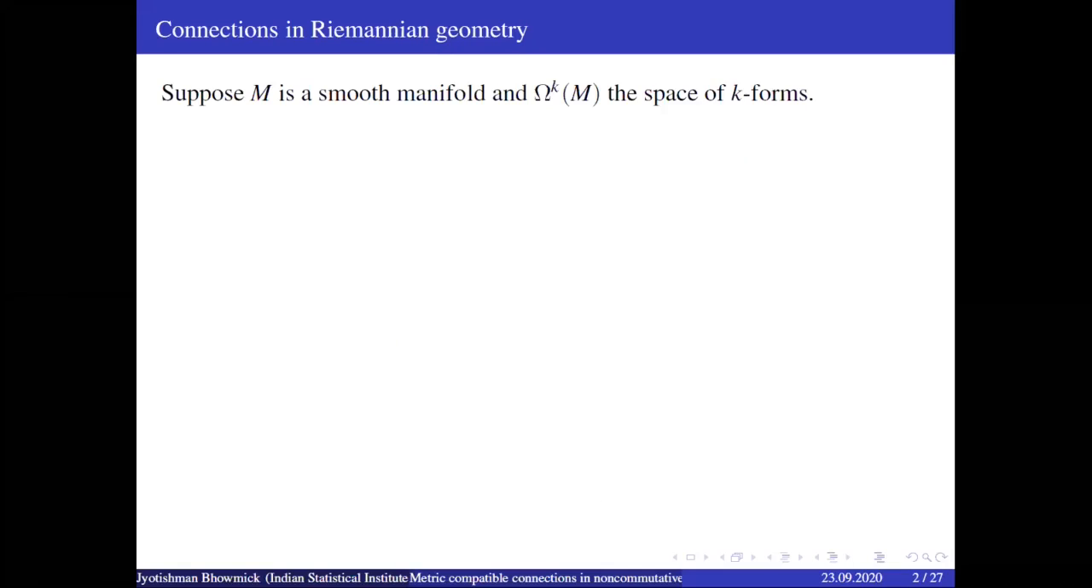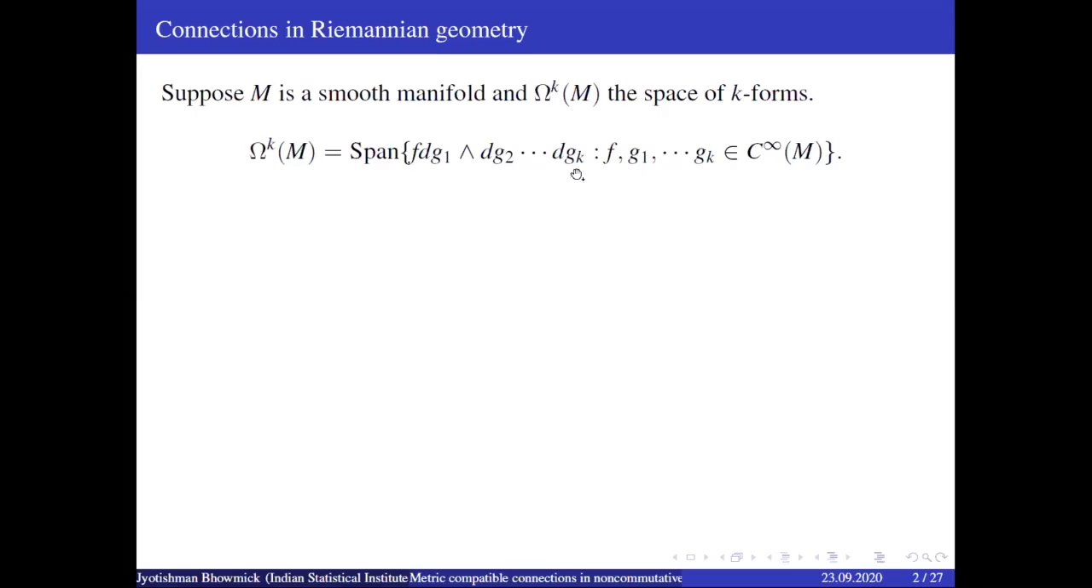Suppose M is a smooth manifold, and for a natural number k, I will let Omega^k(M) denote the space of k-forms. So what does it mean? The objects look like this. Any object in Omega^k(M), which is also known as the space of k-forms, is a linear combination of things like this.